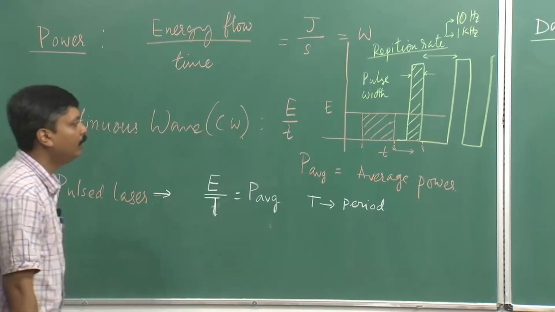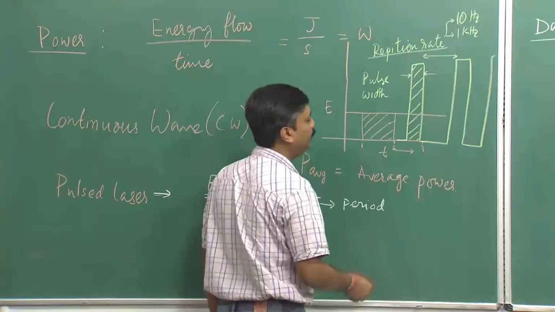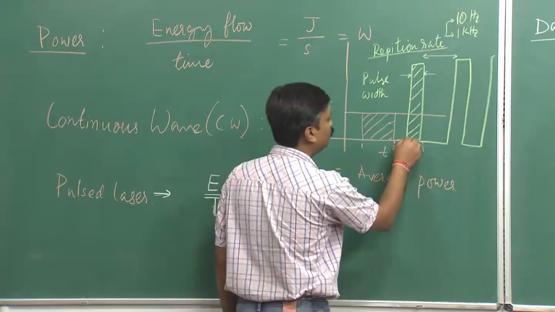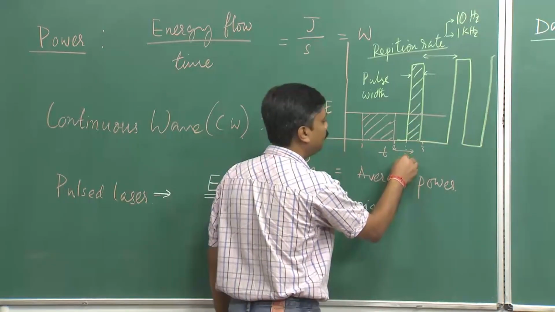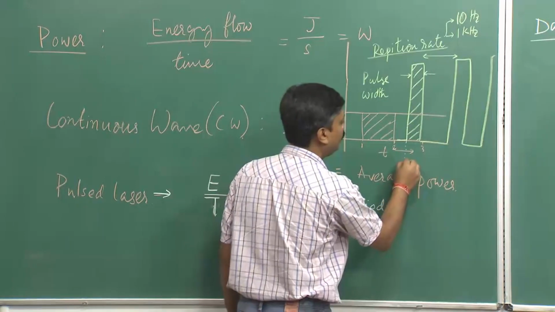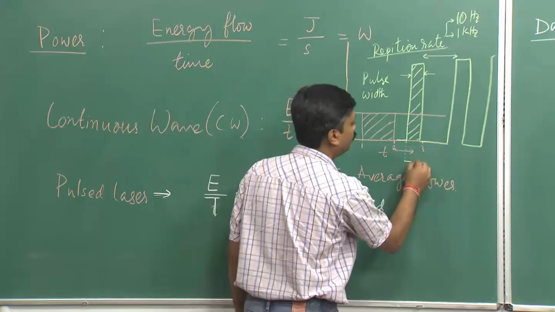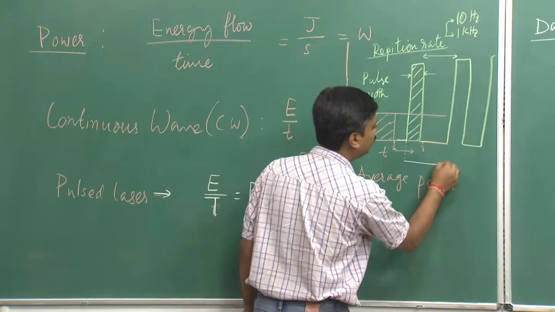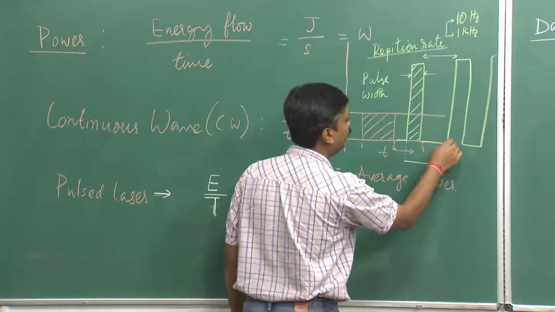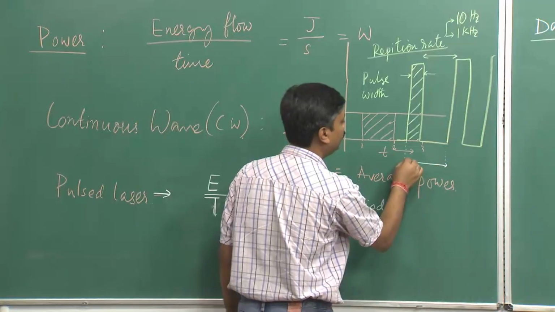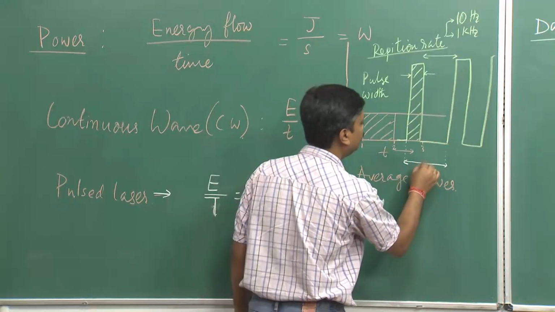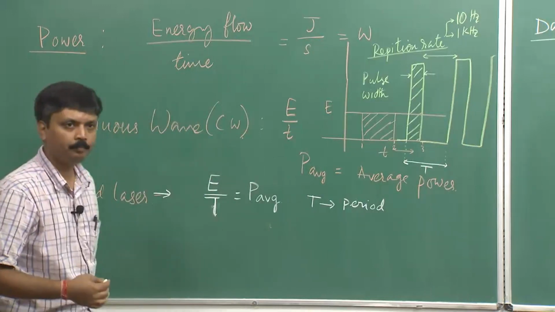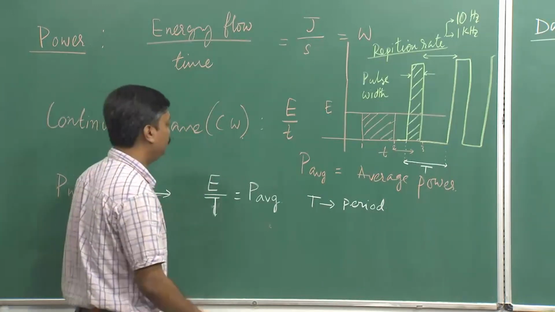What is T? Let us look at this figure. If I start from this point where the pulse is just turning on and then keep going till it reaches an equivalent point here, then this period is called capital T.